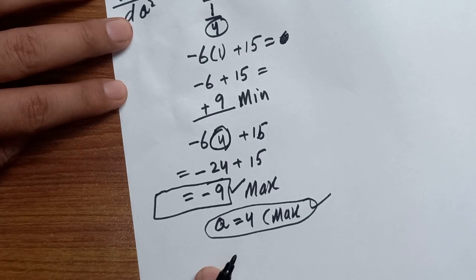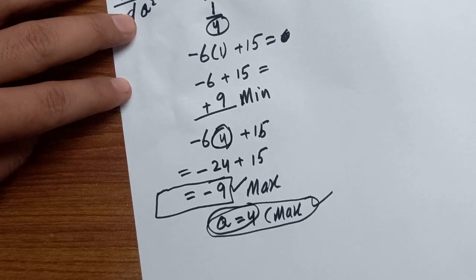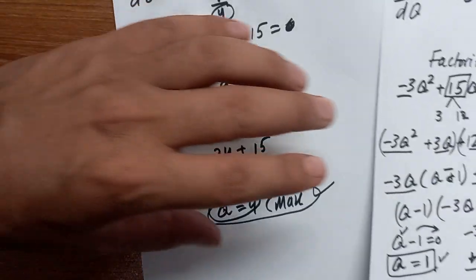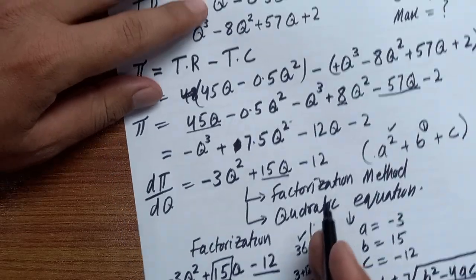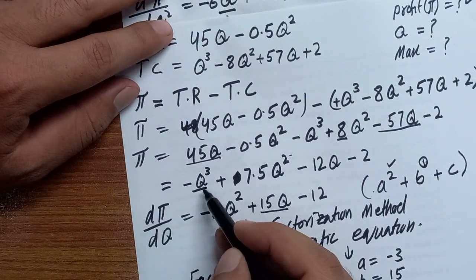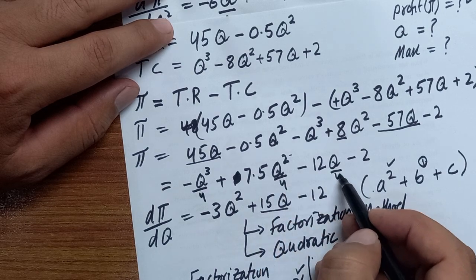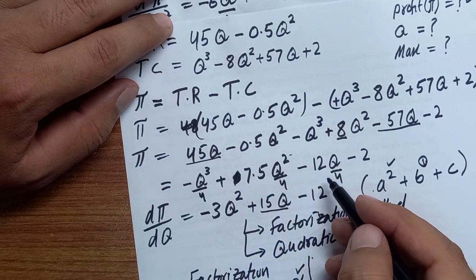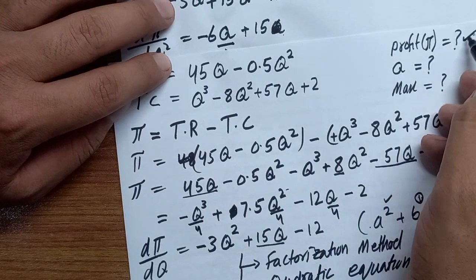Now we will put the value of q in the profit equation, so it will give the value of the profit. When we put the value of q as 4 here, here, and here, and multiply and add with each other, it gives us the profit.